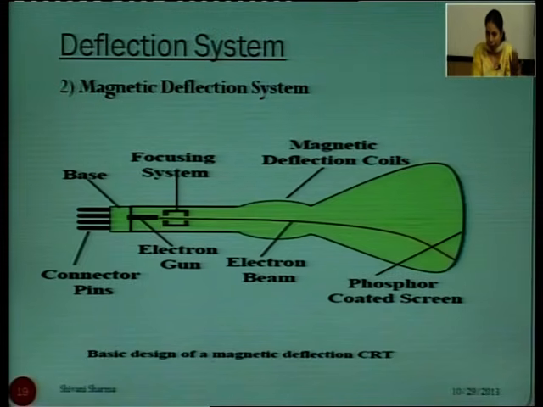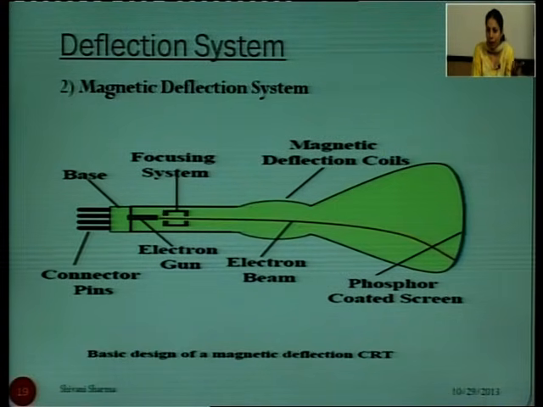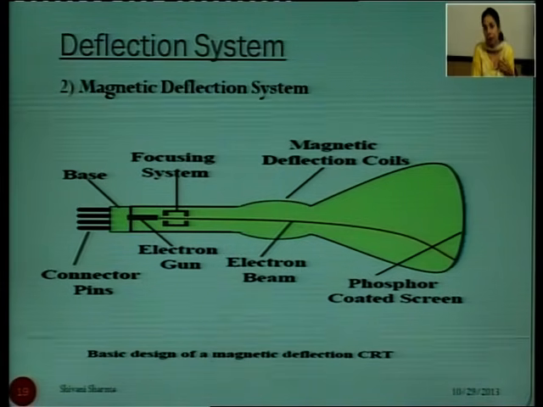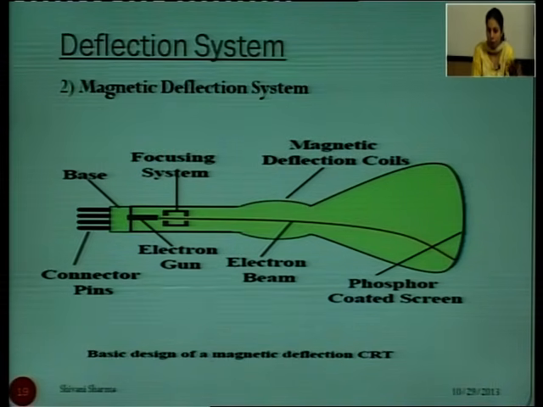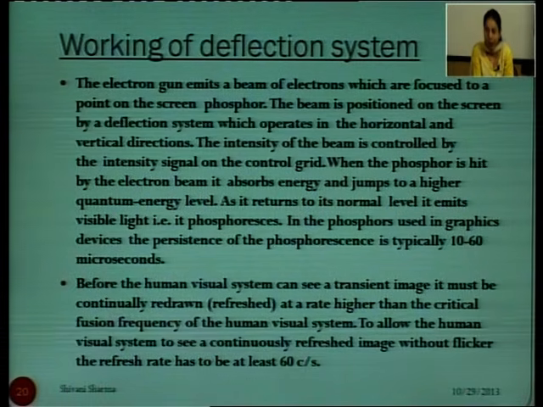Then we can have an electrostatic, and we can also have a magnetic deflection system. By using the magnetic deflection system, again we can move the electron beam in the horizontal or in the vertical direction by using the magnetic deflection coils. So, we will discuss the working of the deflection system.